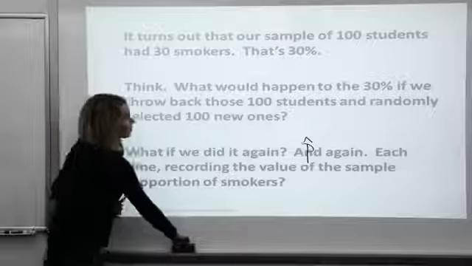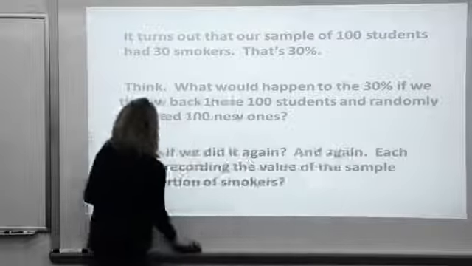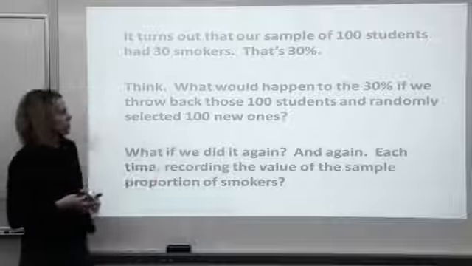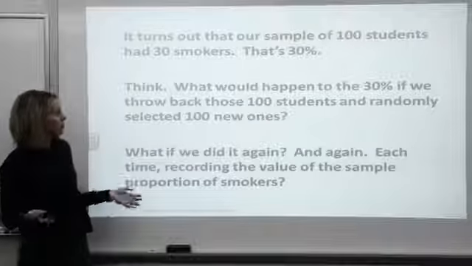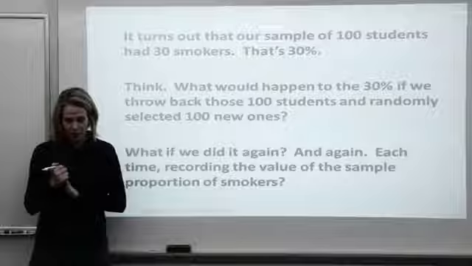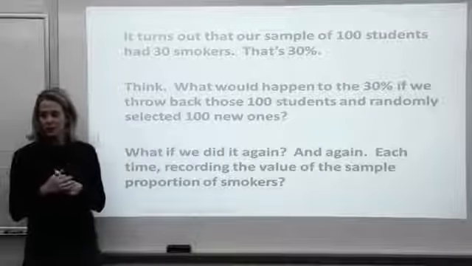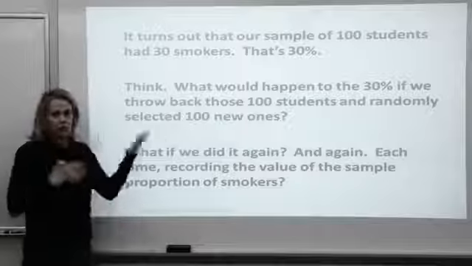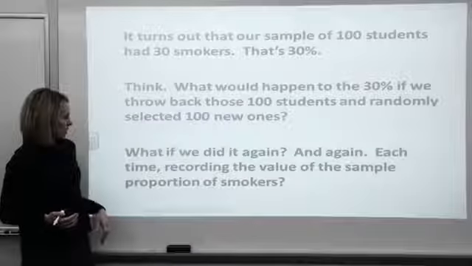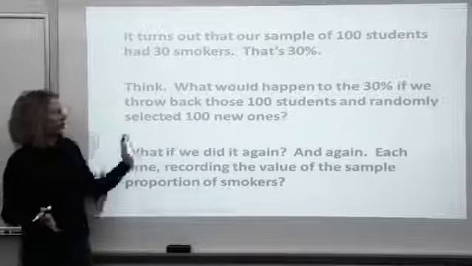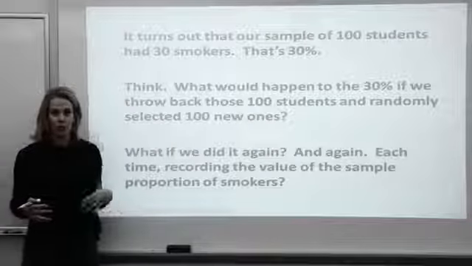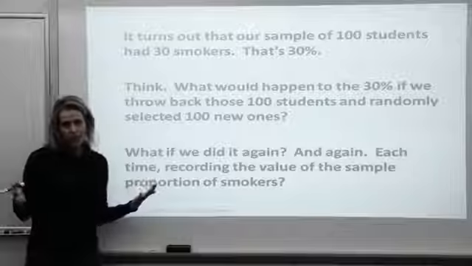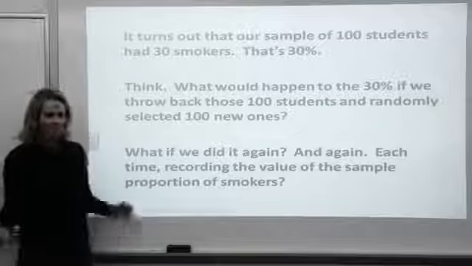Okay, so let's say that it turns out we sample 100 students and we have 30 smokers. Take 30 over 100, that's 30% in our sample are smokers. So let's think about that. What would happen to the 30% if we throw back the 100 students and we do it all over again? If we did it all over again, do you think we'd get exactly 30 smokers in a sample of 100 students? Probably not, right? Okay, so then we do it again.